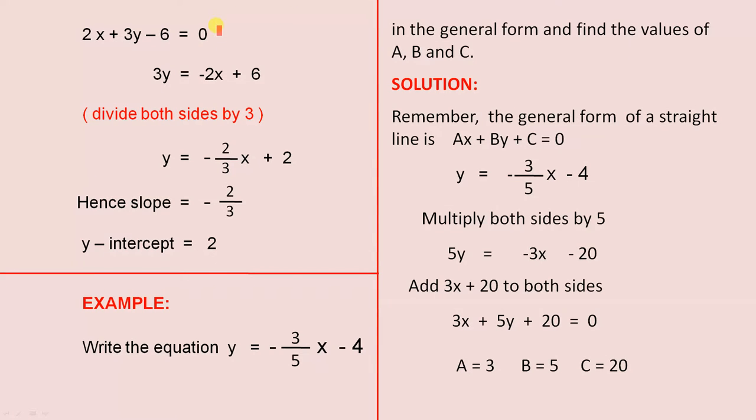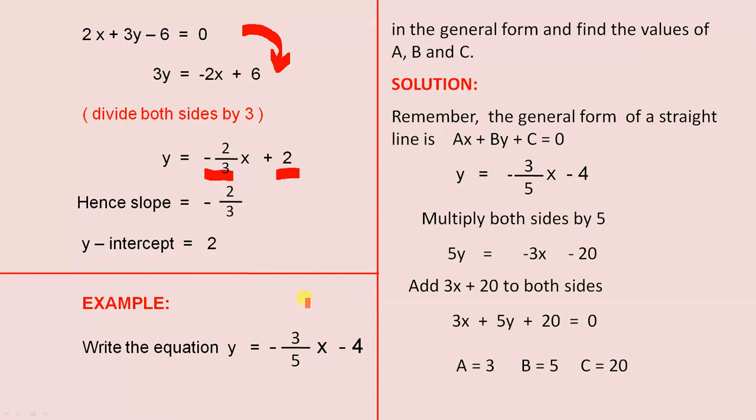So I've repeated the equation. That's the general form. All we do now, we subtract 2x from both sides and we add 6 to both sides. So that's from there to there. That's what we've done. We divide both sides by 3, which gives us this line. So that's in the form y equals mx plus b. So the slope is minus 2/3 and the y-intercept is 2.